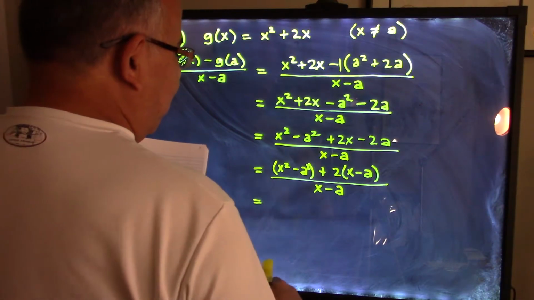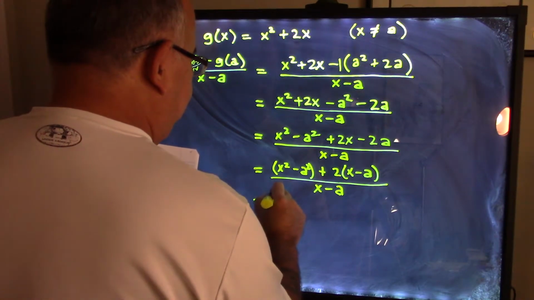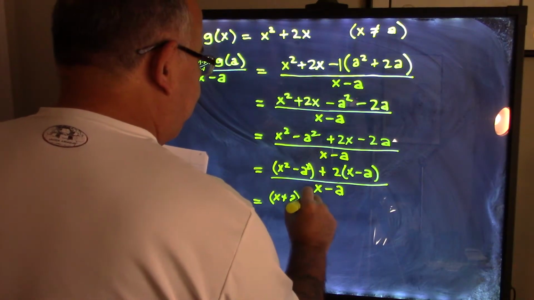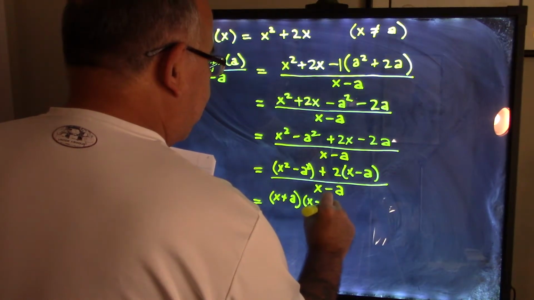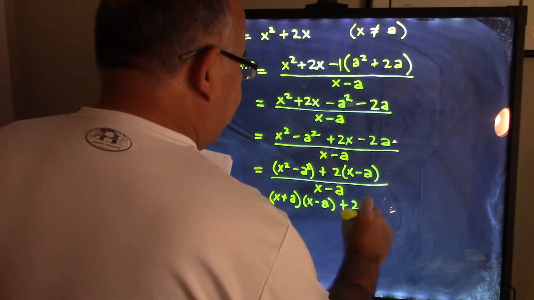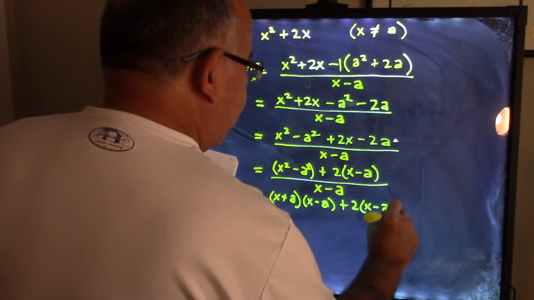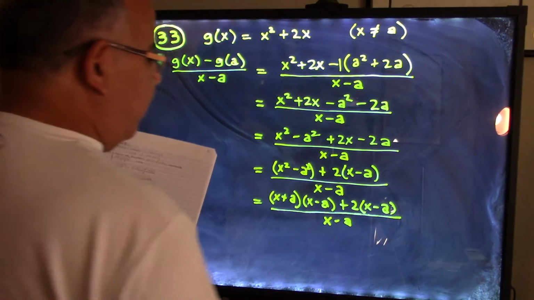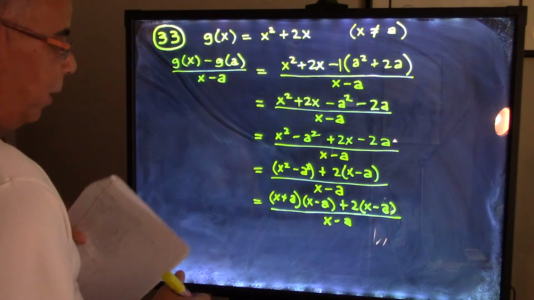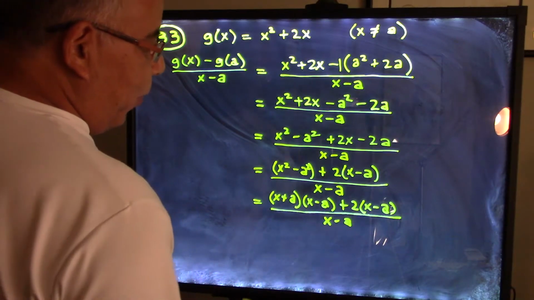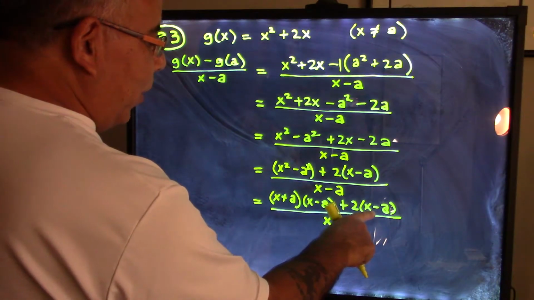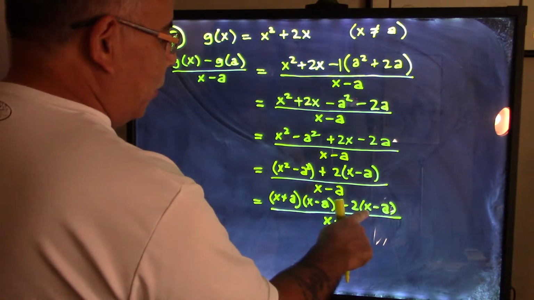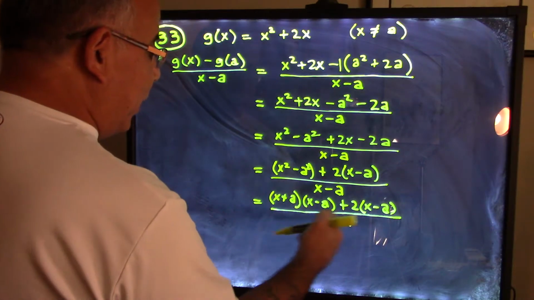So this is the difference of squares. That's x plus a times x minus a, plus 2 times x minus a, over x minus a. Now you can remember this situation from factoring by grouping. You've got a common factor of x minus a on these two terms, so you factor out the x minus a and bring it out in front.